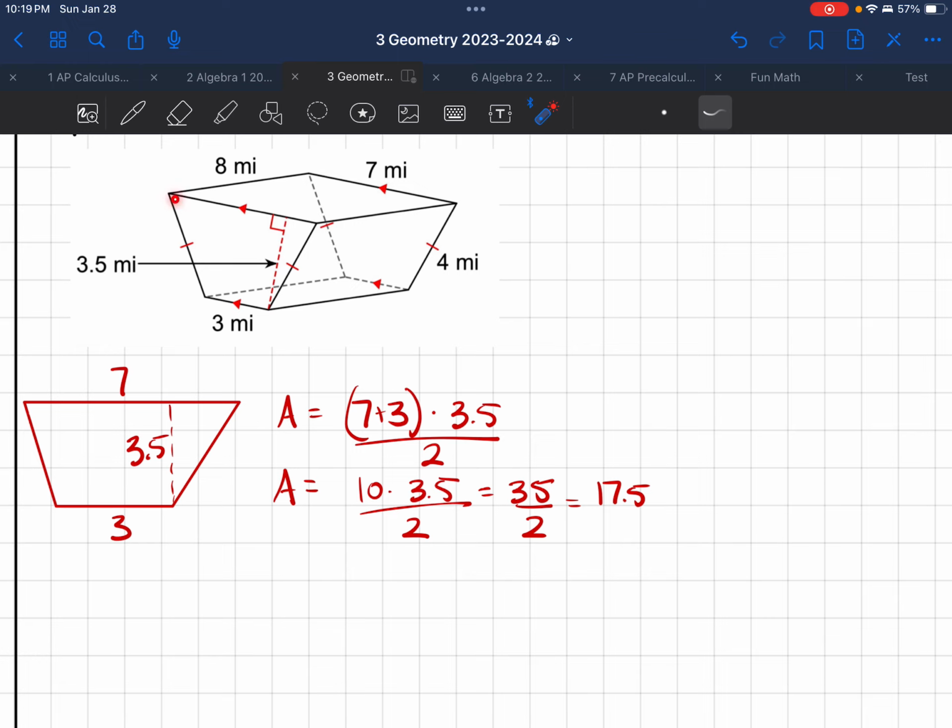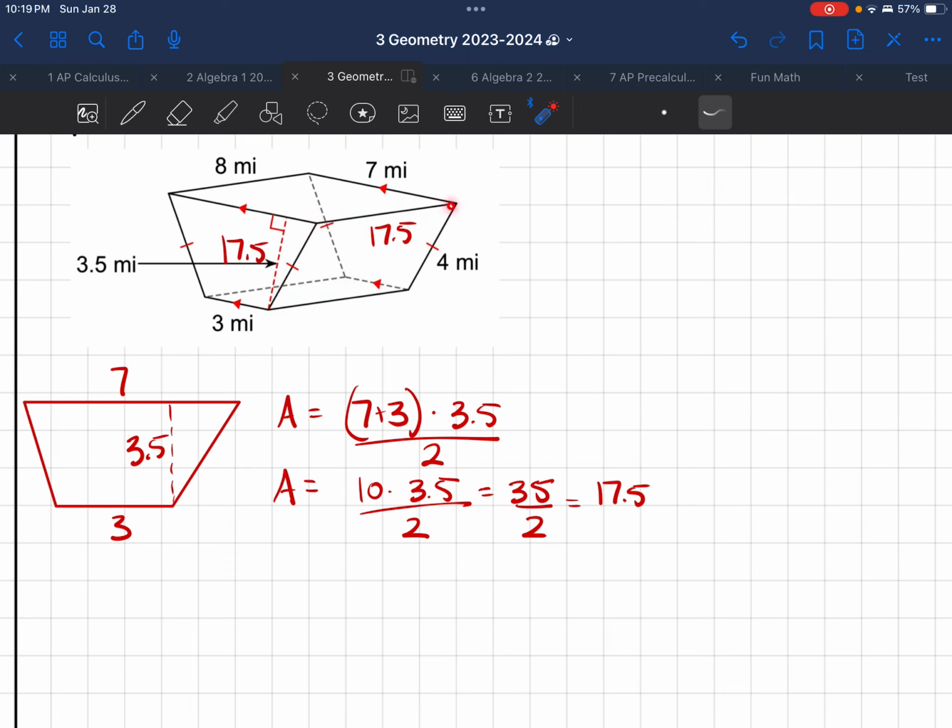I just have to find the area of each of these, what are called faces. So the area of this face is 17.5. Because these bases have to be the same, the faces are the bases in this case, this one back here is also 17.5. The only thing that's left over is to find the area of these rectangles that are connecting them.